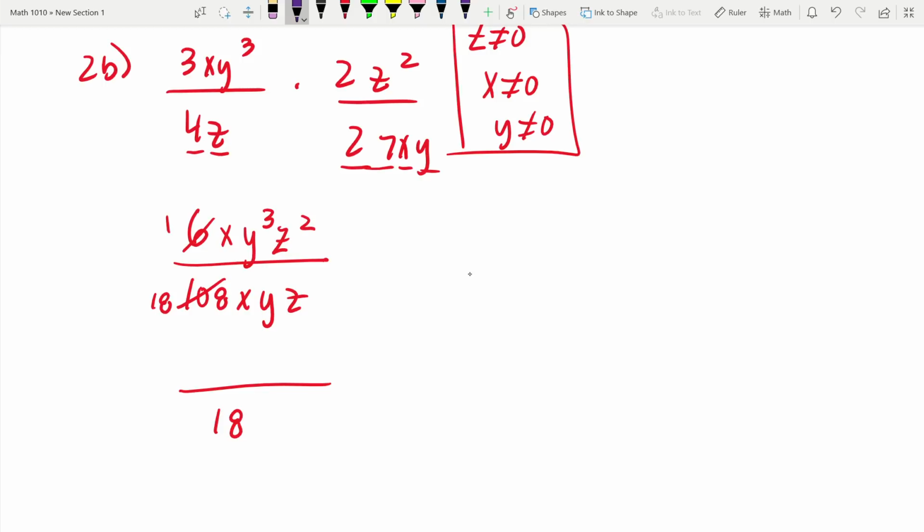You have 1x on the top, 1x on the bottom. Those go away perfectly. Then y's: 3 y's on the top and 1 y on the bottom leaves me 2 y's. And then z's, 2 z's over 1 z leaves me 1 z. There's my answer. That's it.